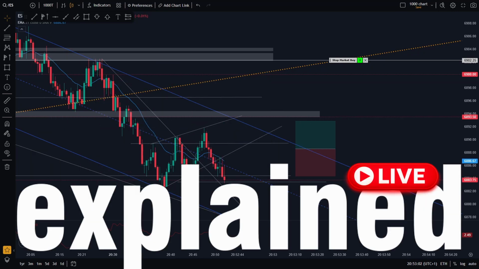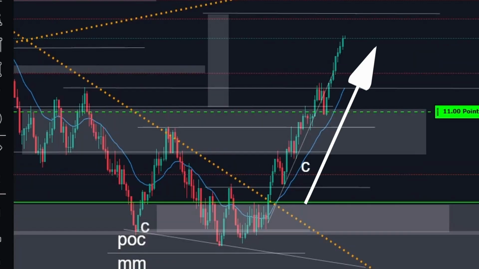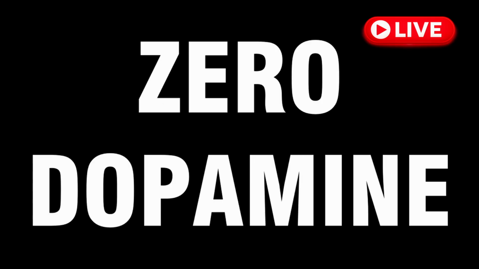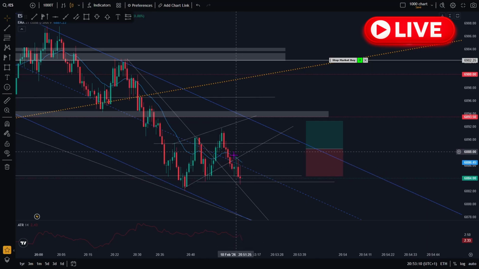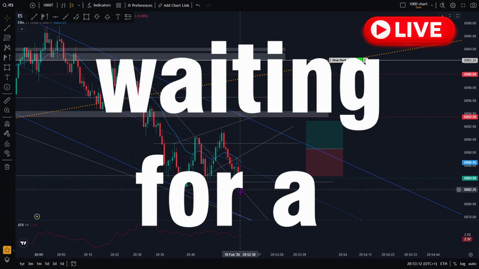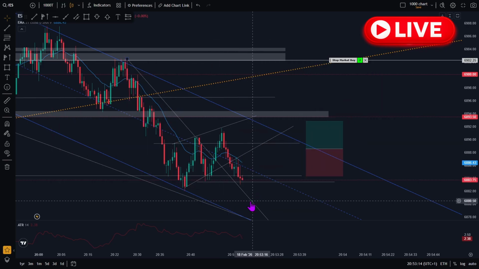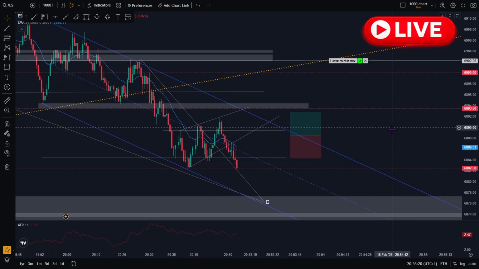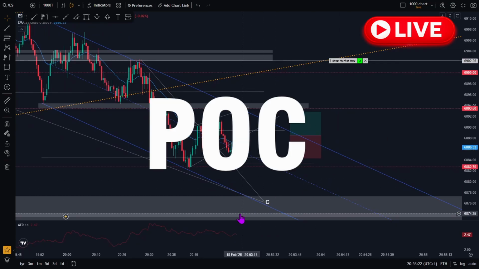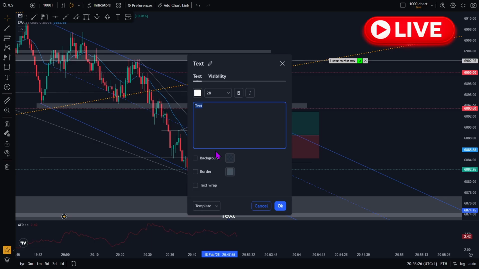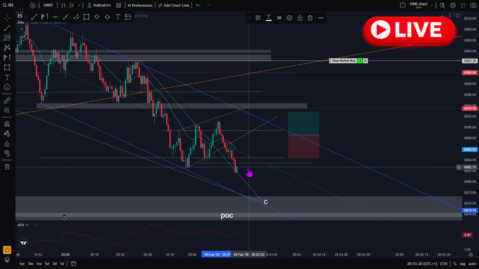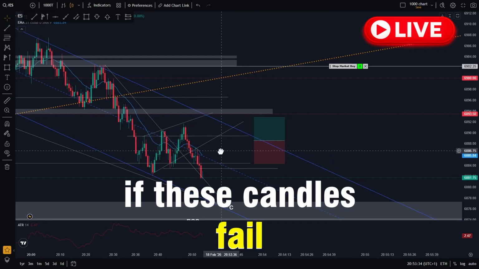Now we have a very similar situation as we had last day. We have two very strong pullback candles, entry candles short at the end of the move. But I think this move is still not finished because we have the POC a little bit farther down. So this is the POC. And the question is, if these candles fail.